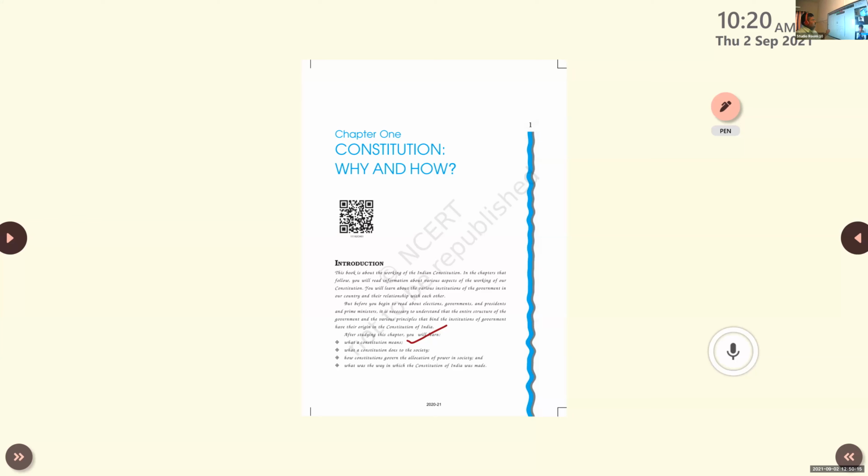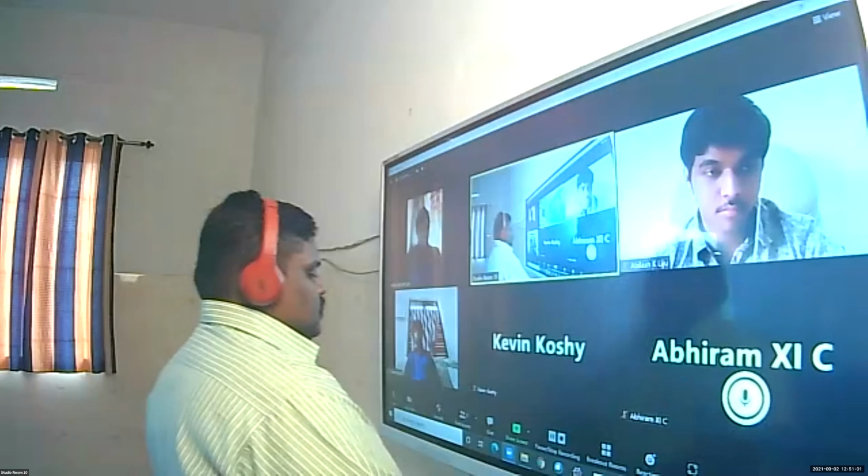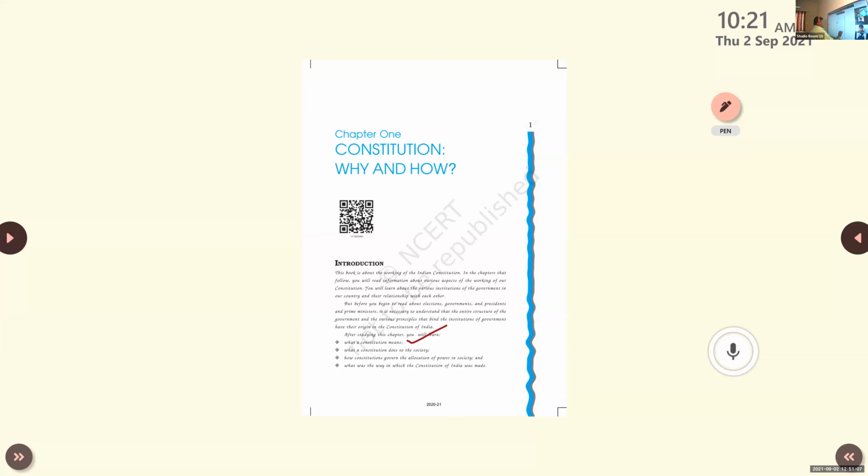Next, we said what a constitution means. Amaloshan, is that clear for you? Please check in your notes. Next one: what a constitution does to the society. It is the set of rules and regulations that creates minimal coordination. Everyone wants to lead a good life in society. So we discussed that second point, what a constitution does to Indian society.